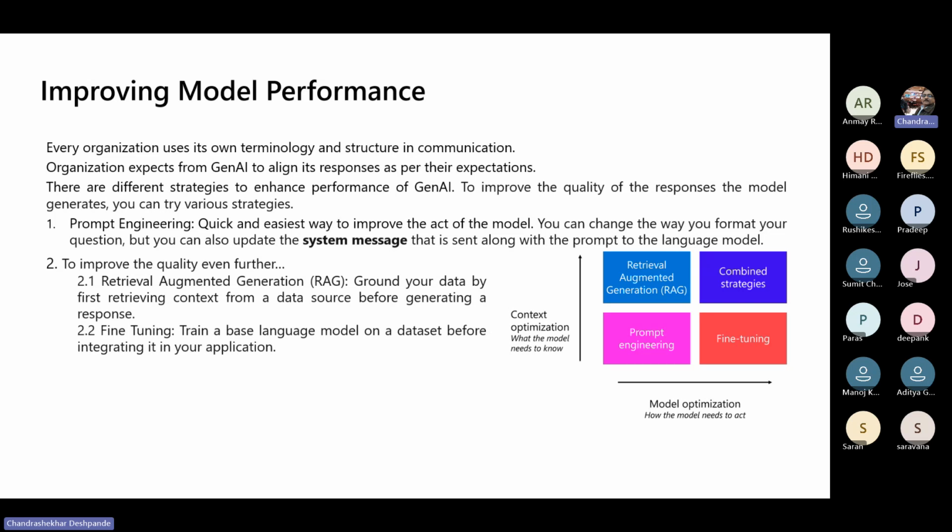Another way possible is, instead of sending that data every time to the model, why don't we train that model with that data itself? That is called fine tuning. So fine tuning basically is making the model learn from the new data. Train a base language model on a data set before integrating it with your application.